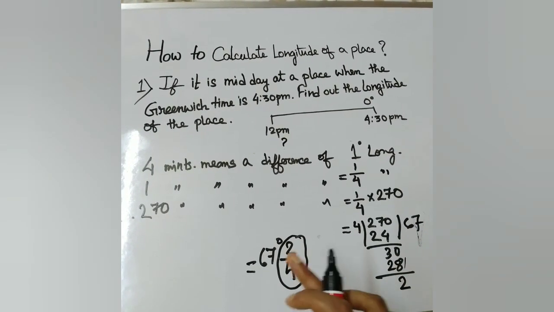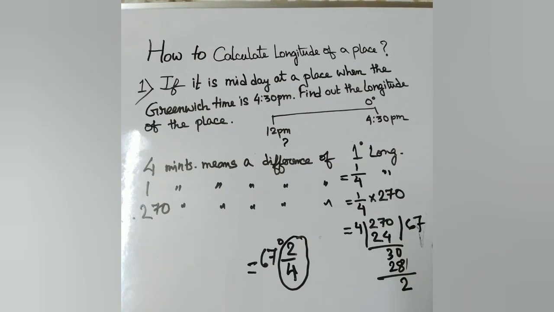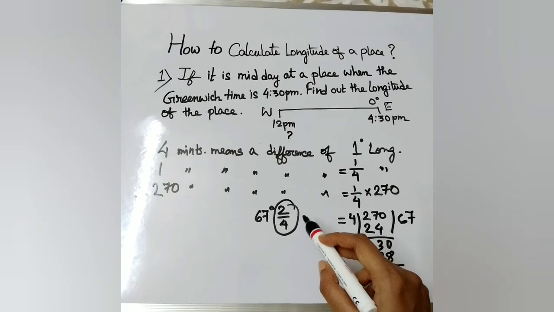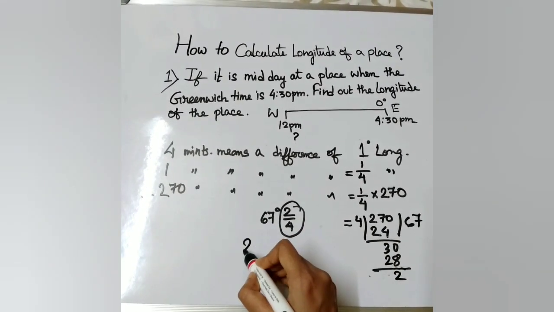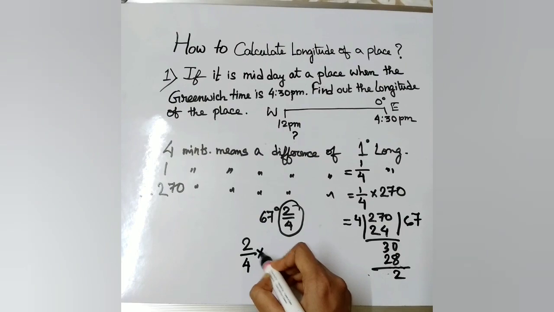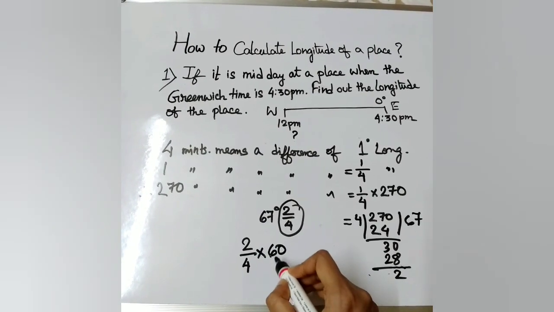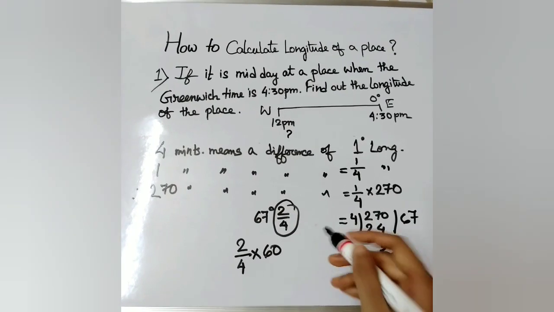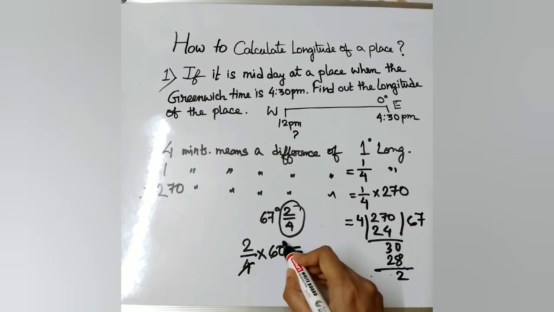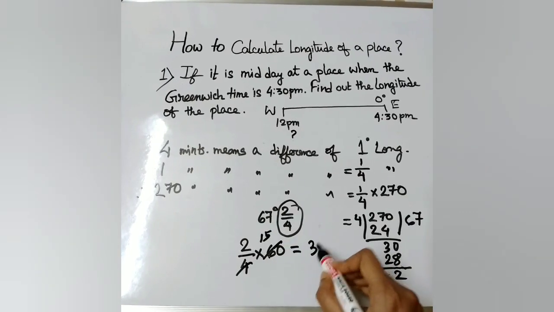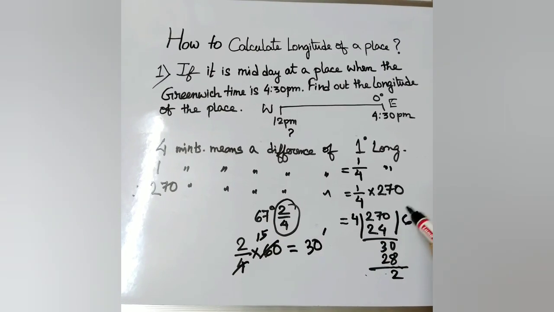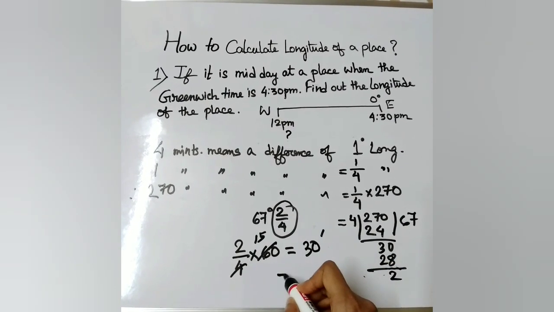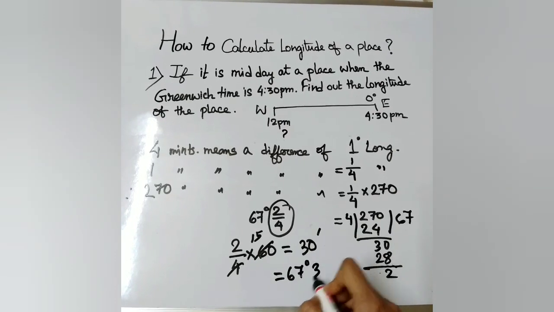Now this 2/4 is a fractional number, so we have to convert this fraction into minutes. To convert this, we have to multiply this fraction by 60. Why 60? Because 1 minute equals 60 seconds. So we multiply it with 60 and, if we cut this, we will get 30 minute. Quotient will always be the degree and the remainder will always be in minute form. So we get 67 degree 30 minute.